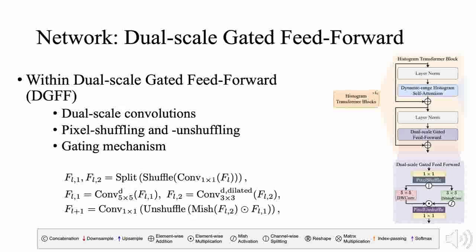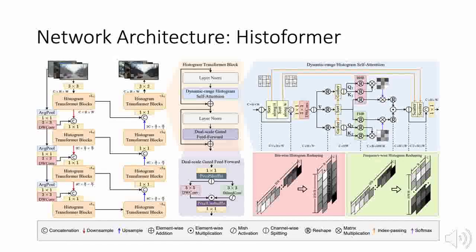Within a DGFF module, we leverage a 5x5 depth-wise convolution and a 3x3 dilated depth-wise convolution for dual-scale operation. The dual-scale convolutions are then fused by a gating mechanism. Before and after the operations, we use pixel shuffle and unshuffle for channel-spatial interaction. Here we show the overall architecture of our Histoformer for adverse weather removal.